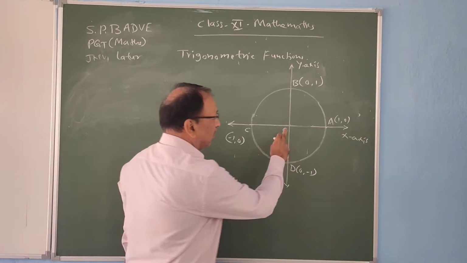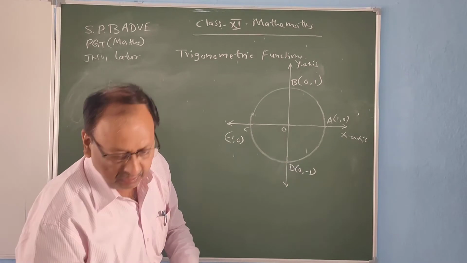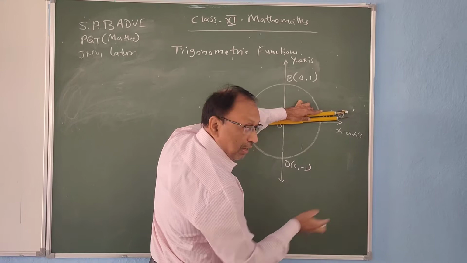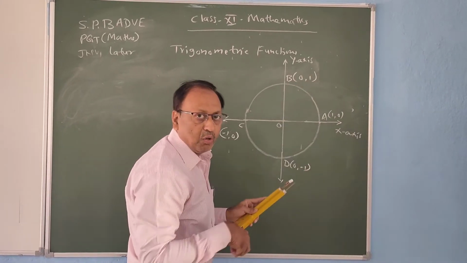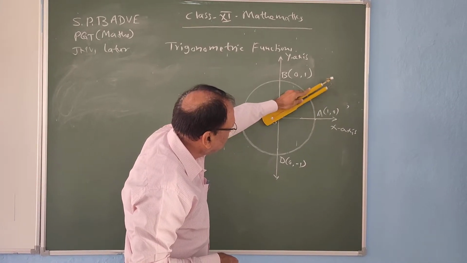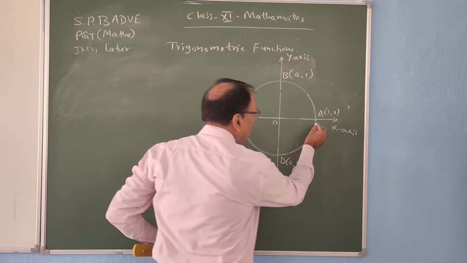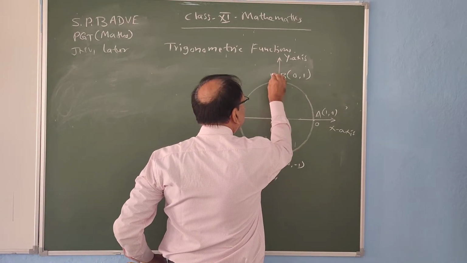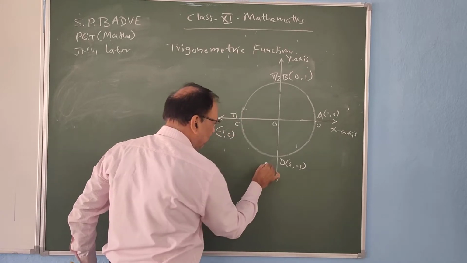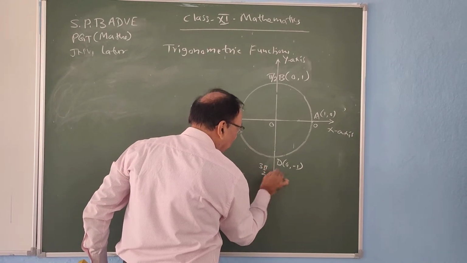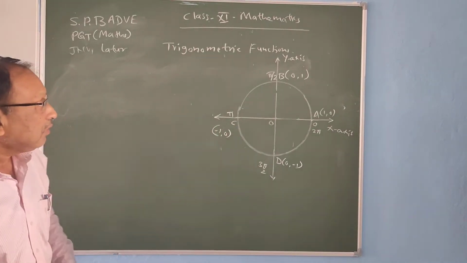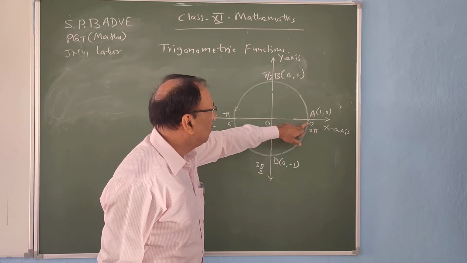In the first quadrant, you see this angle is 0. We are going in the anti-clockwise direction, so the angle is positive. The angle is increasing in this pattern. The angle is 0 here, pi by 2 here, pi here, and 3 pi by 2 here. And again coming back here, it will be 2 pi. You know this.